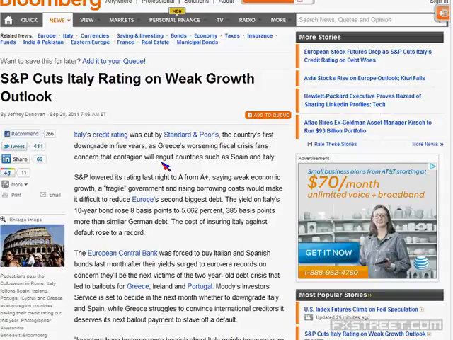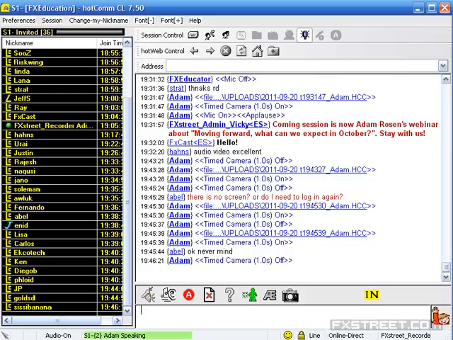And the yield on the 10-year bonds rose 8 basis points. Now, talk about the yields. I hope you can see this.